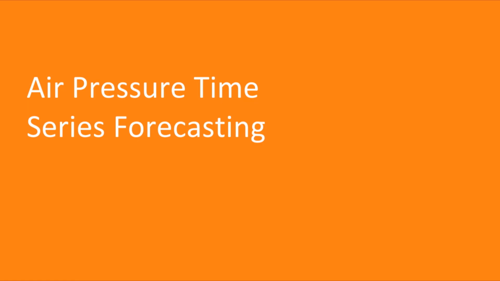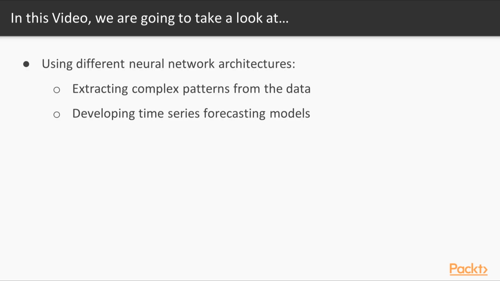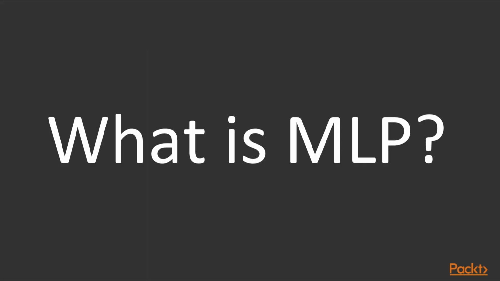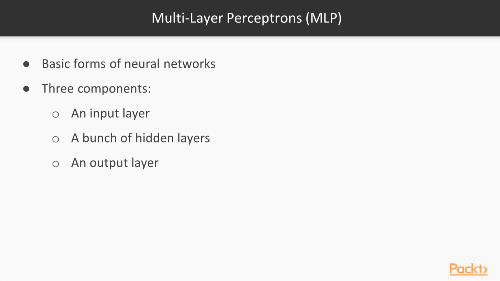Now we move on to the first video of this section that deals with air pressure time series forecasting. In this video we'll use different neural network architectures, such as MLP, RNN and CNN, to extract complex patterns from the data and develop time series forecasting models. First, let's start with MLP. Multi-layer perceptrons, MLP, are the most basic forms of neural networks. An MLP consists of three components: an input layer, a bunch of hidden layers, and an output layer.